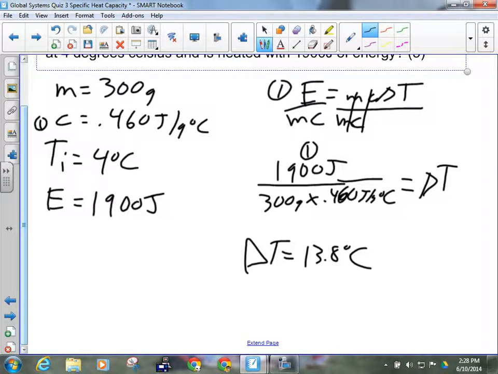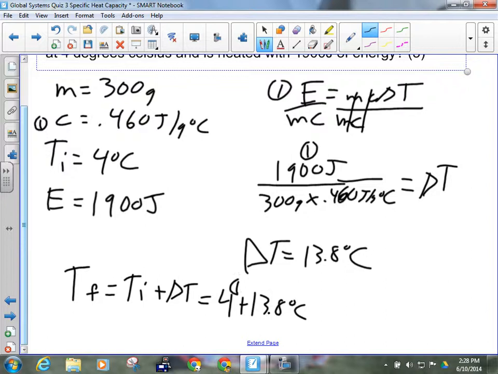This is as hard as a specific heat capacity question gets. If I want to find the final temperature, I need to take the initial temperature and add the change in temperature. So if they showed somewhere 4 plus 13.8 degrees Celsius, they can have a mark, and their last mark will be for the final temperature, 17.8 degrees C.